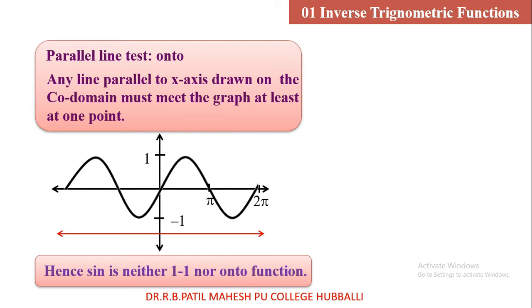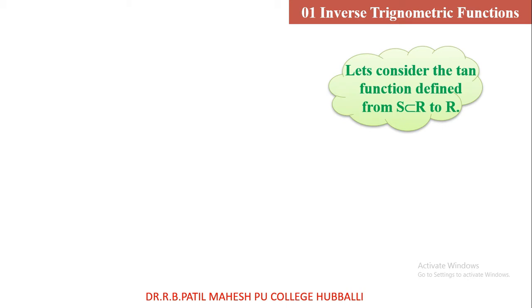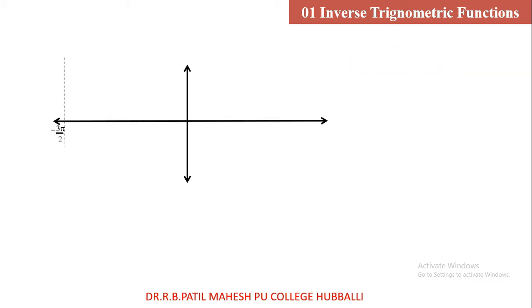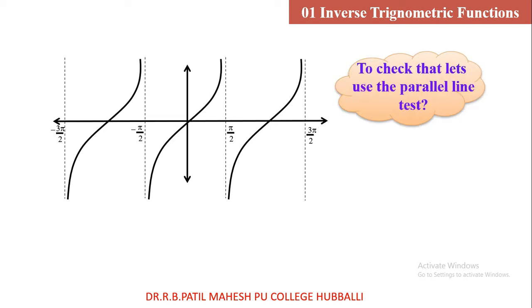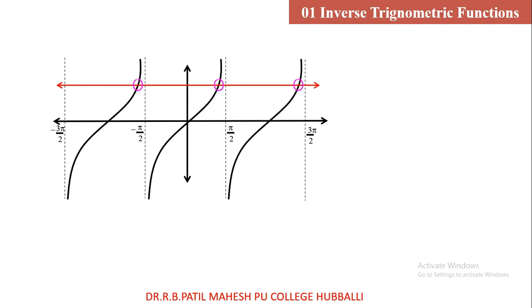I am taking trigonometric functions and verifying whether they are one-one, onto or not. Let us consider another trigonometric function, the tan function, defined from S, a subset of R, to R. Again, consider its graph. As you know, in first PUC trigonometric functions, this is the graph of the tan function. Is this a one-one function? For this, check using the parallel line test. Draw a line parallel to the x-axis.